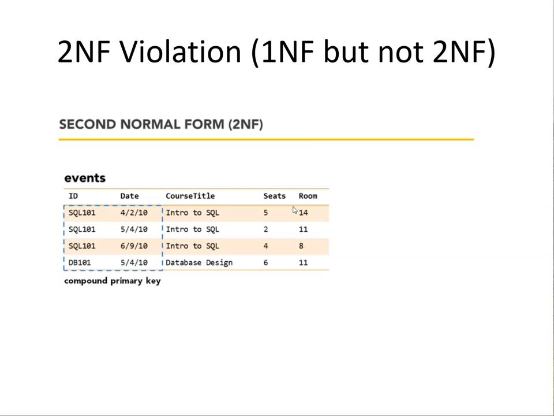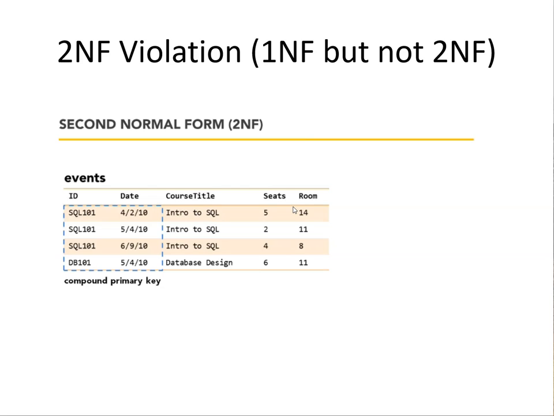This table is in first normal form. We do have a primary key and everything basically has one value. You cannot break down the course title or the seats or the room or date or ID into any more atomic values. So we do have first normal form.